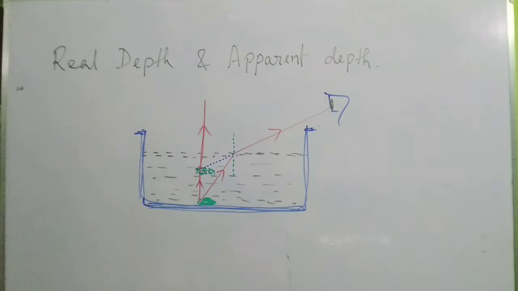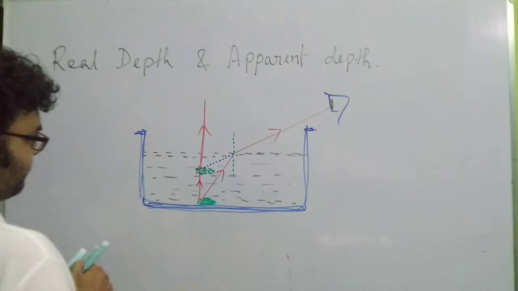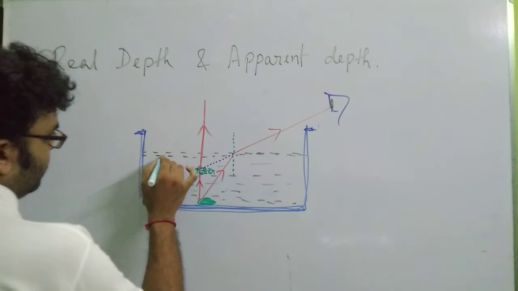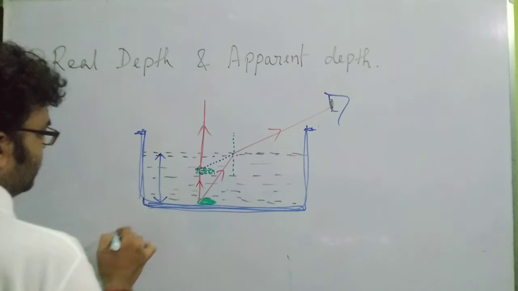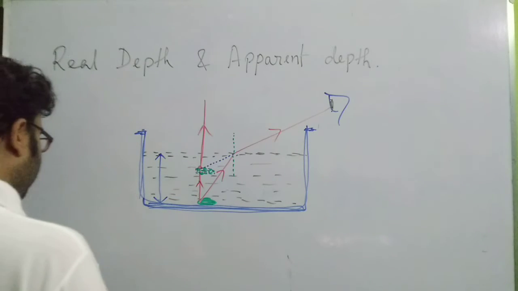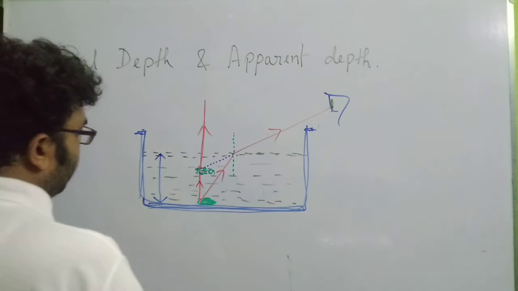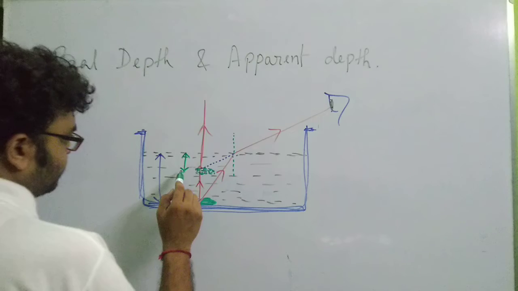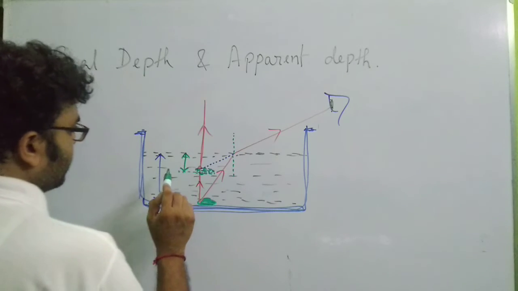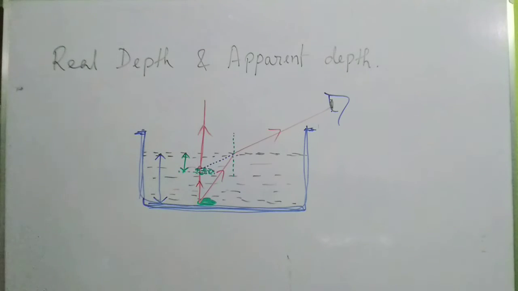Now if I consider the real depth of the coin here, it is kept at the bottom, so this much is the real depth, isn't it? And what is the apparent depth? If I say the apparent depth, it will be this much only, isn't it? So there is a difference between the real depth and apparent depth, and this is called the shift.